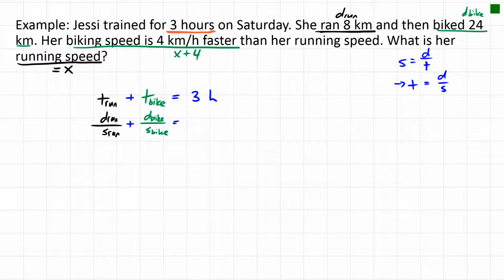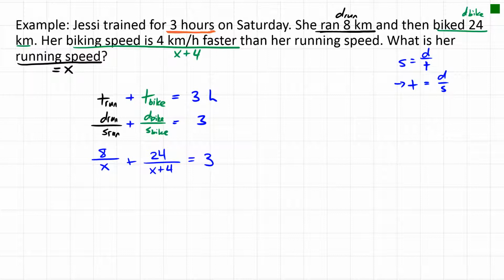And all of that added together is 3. So now the distance that Jessi ran was 8 kilometers, and the speed she ran was x. And the distance she biked was 24 kilometers, and the speed she biked was x plus 4. And all of that is equal to 3.